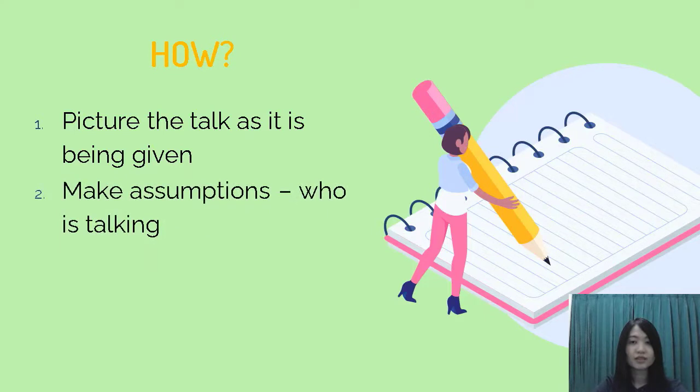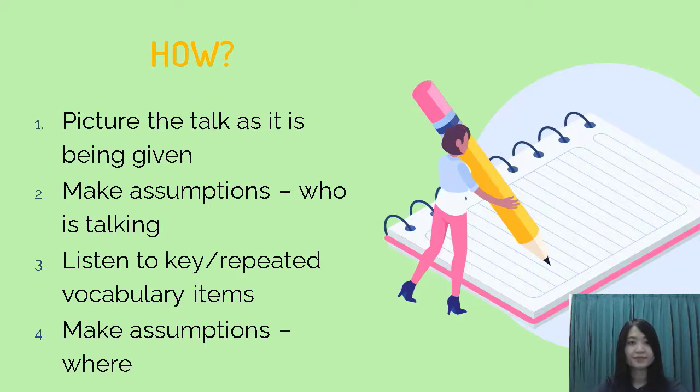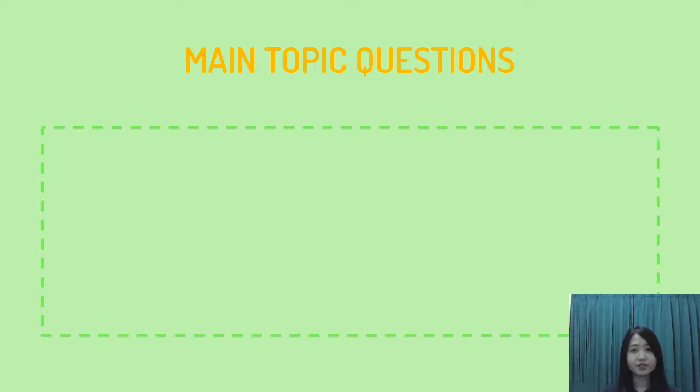The second one, you need to make assumptions about who is talking. When you listen to a traffic report, you can assume whether the speaker is a news anchor, or reporter, or someone else, depending on what she or he is talking about. The third one, you need to listen to key or repeated vocabulary items. It will help you to know what the main topic is. The fourth one, you need to make assumptions about where the speaker is. By gathering global knowledge of the talk, you will be able to determine its main topic.